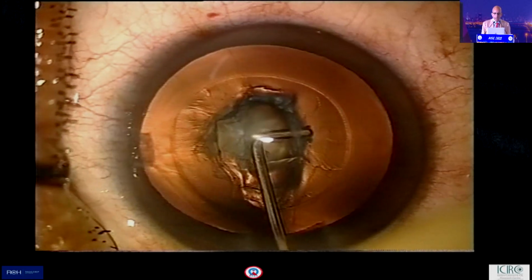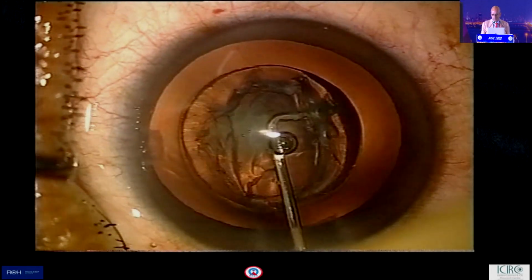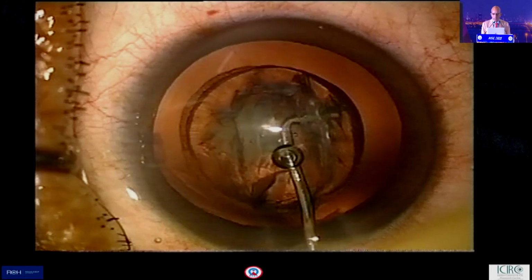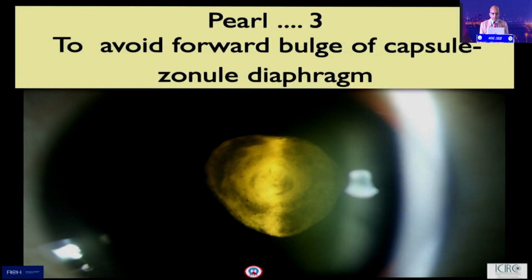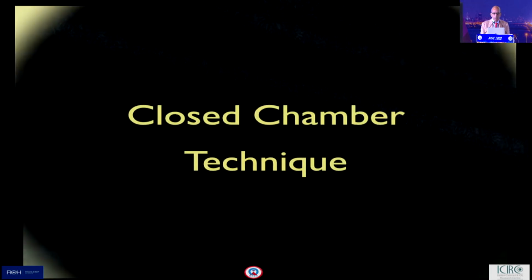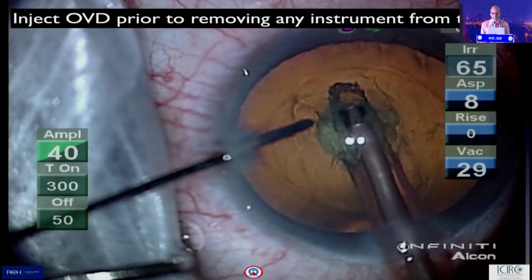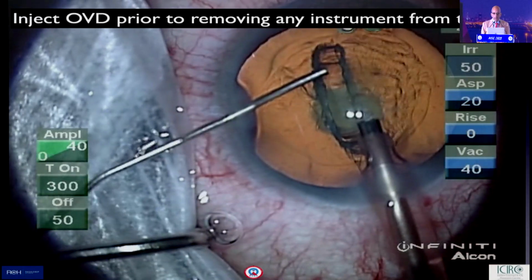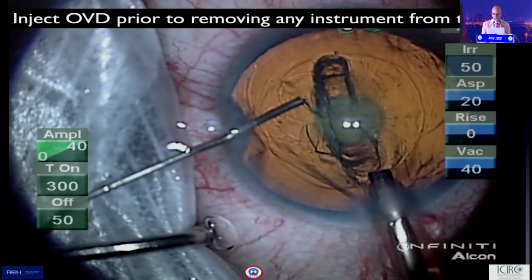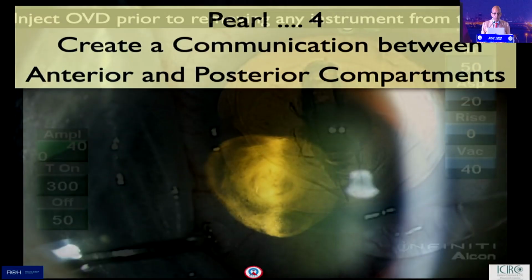This is the clinical example. Create a space. In a typical posterior polar, it's a very soft cataract in a patient in their 30s and 40s, and it's very easy to produce this demarcation and appropriate depth of mechanical cushion effect. Third is to adhere to the principles of closed chamber technique, and therefore anything you do should not make the capsule diaphragm bulge forward. And therefore, when you exit the instrument out of the eye, inject OVD. I prefer Viscoat, a dispersive viscoelastic, but whatever. Make sure that the contours are maintained.